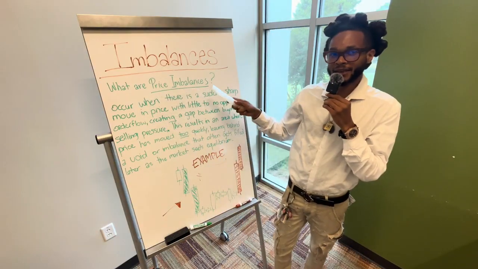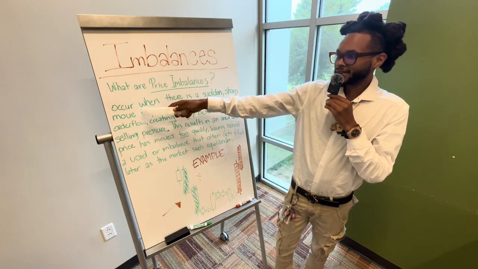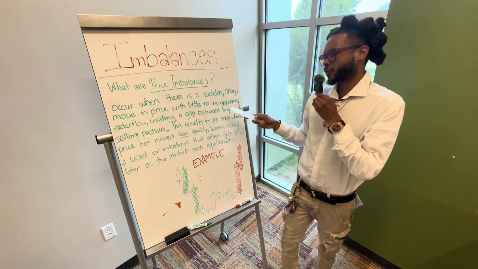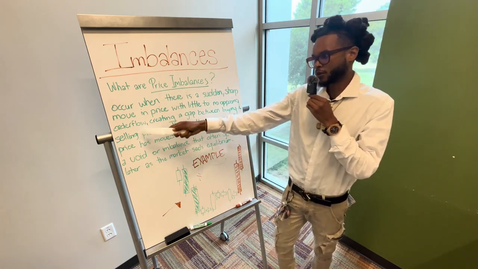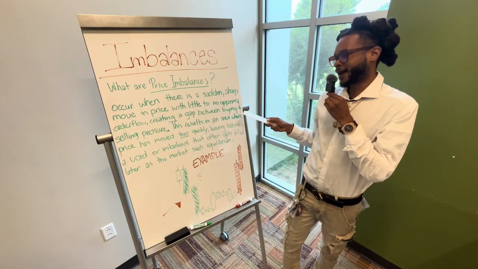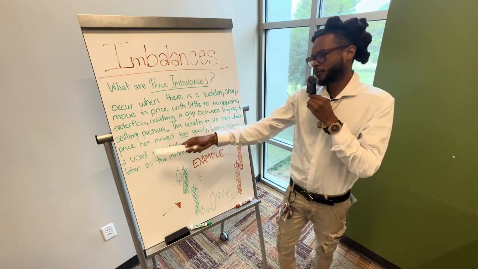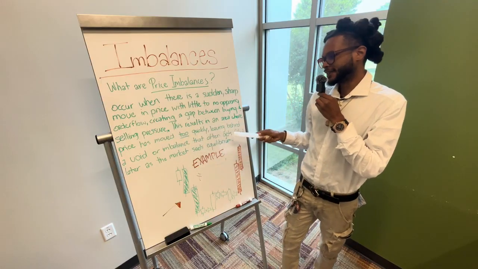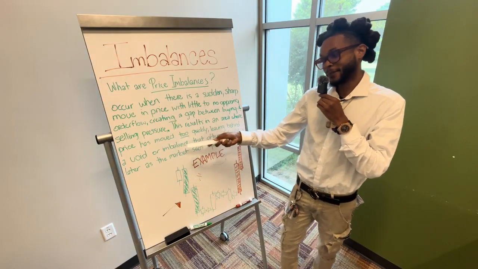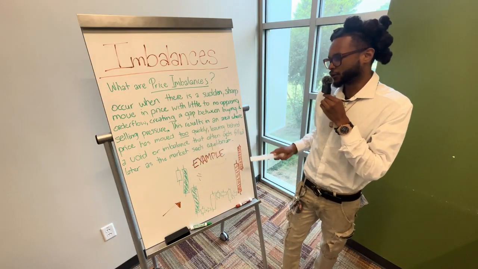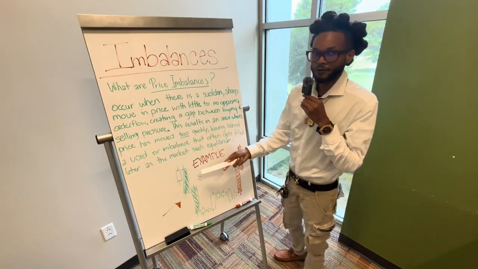What are price imbalances? Price imbalances occur when there is a sudden sharp move in price with little to no opposing order flow, creating a gap between buying and selling pressure. This results in an area where prices move too quickly, leaving behind a void or imbalance that often gets filled later as the market seeks equilibrium. Here I have an example of an imbalance.